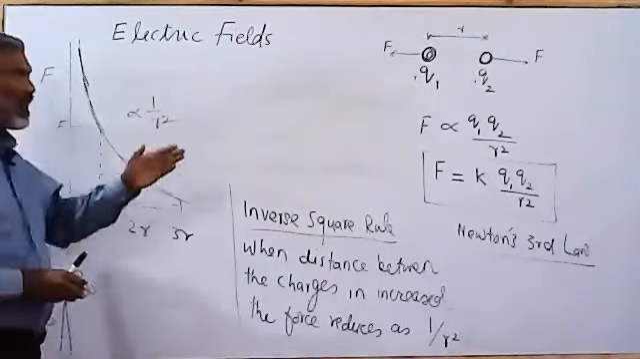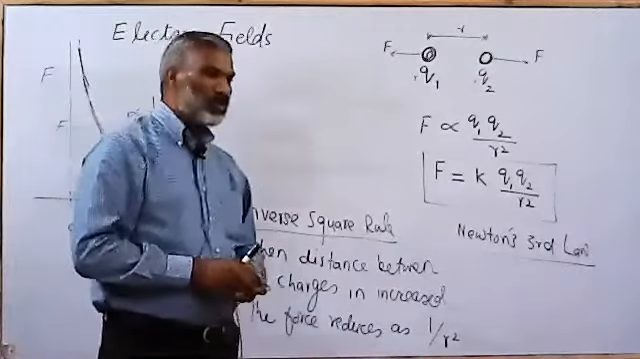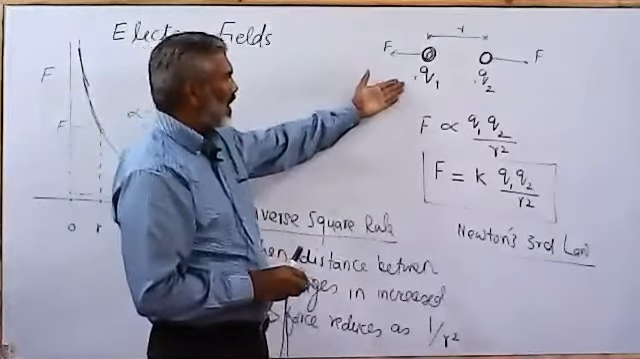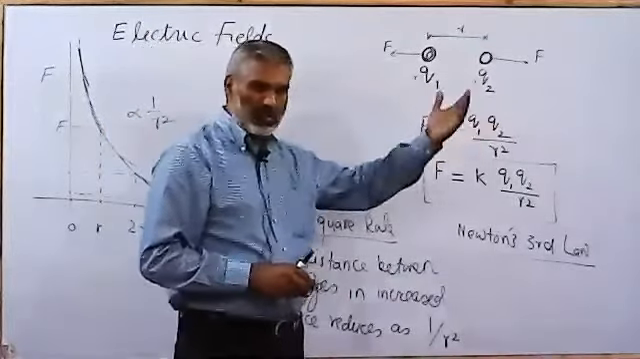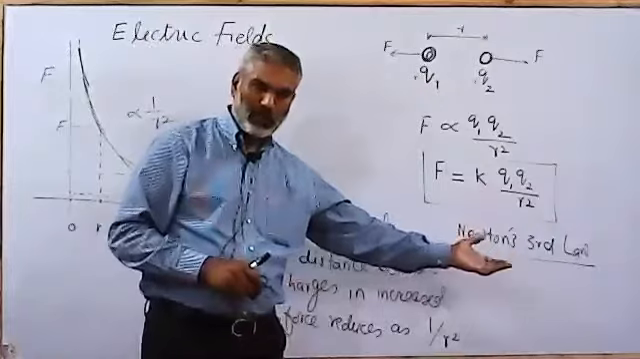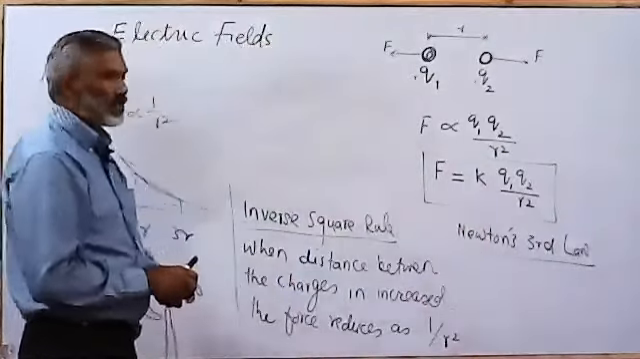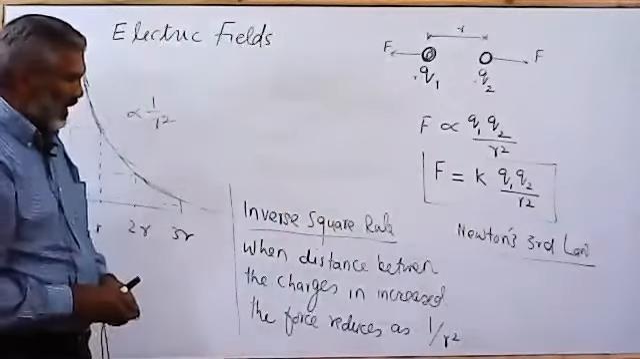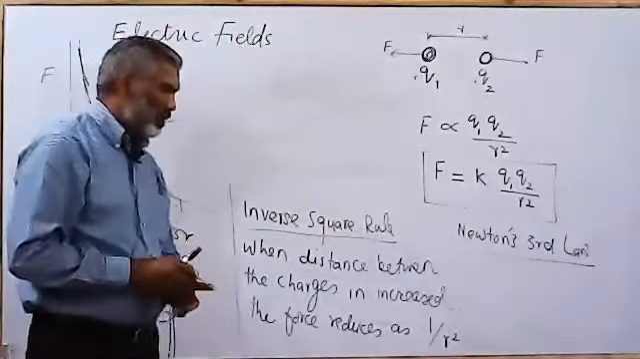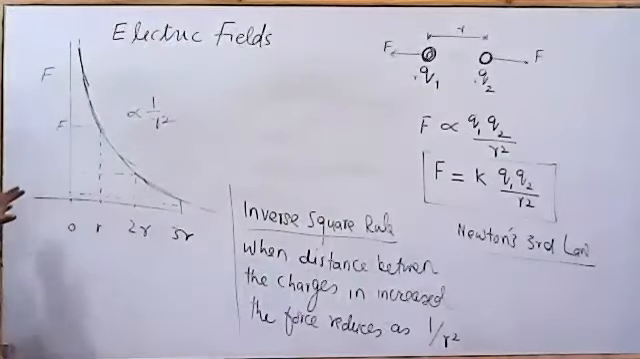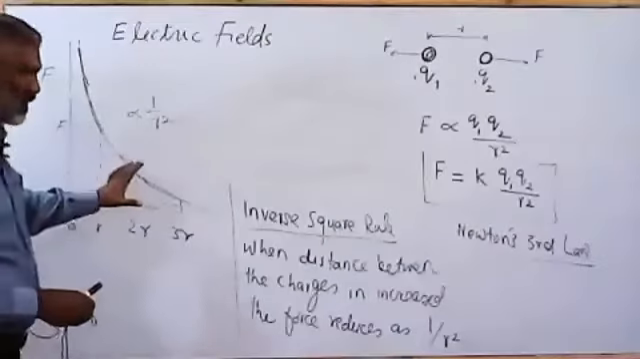This force may be attractive. This force may be repulsive. It will be attractive in the case of opposite charges. This is something you already know from your O-level classes. And this is repulsive when they are like charges, whether they are positive or negative. So this is basically the introduction of electric fields, Coulomb's law of electrostatics.